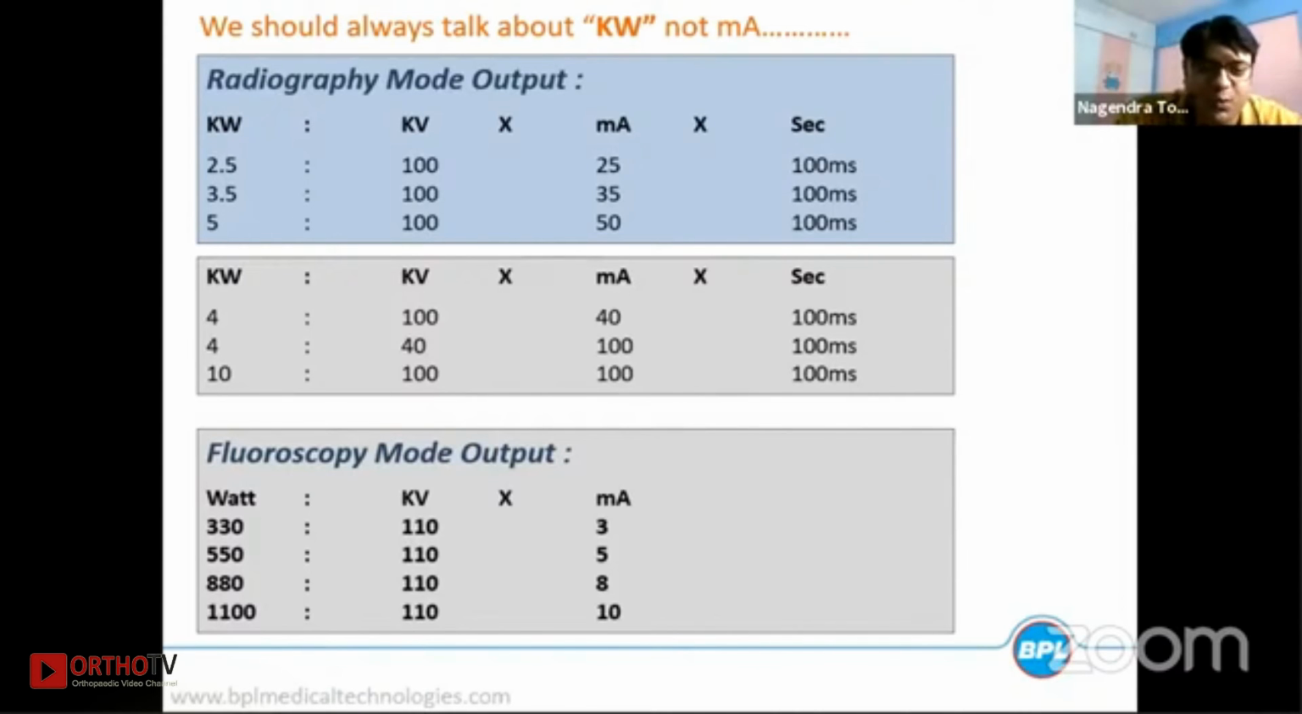Let's come to the fluoroscopy mode. That makes more sense in SIAM. We sometimes use 3 MA at peak power. Let's say 110 kV is the maximum kV limit of SIAM. Sometimes we use 5 MA, 8 MA, or 10 MA.